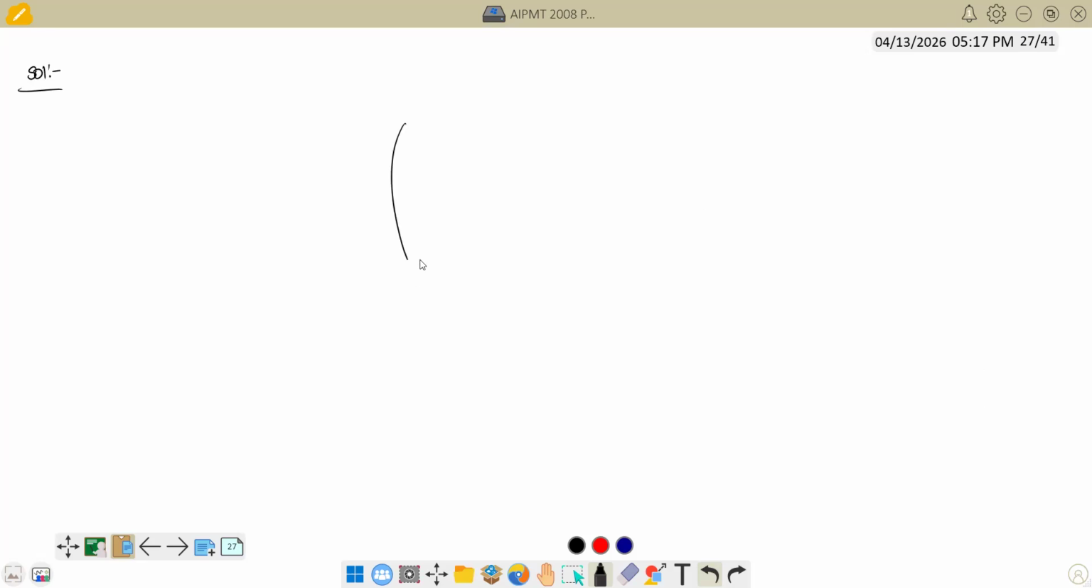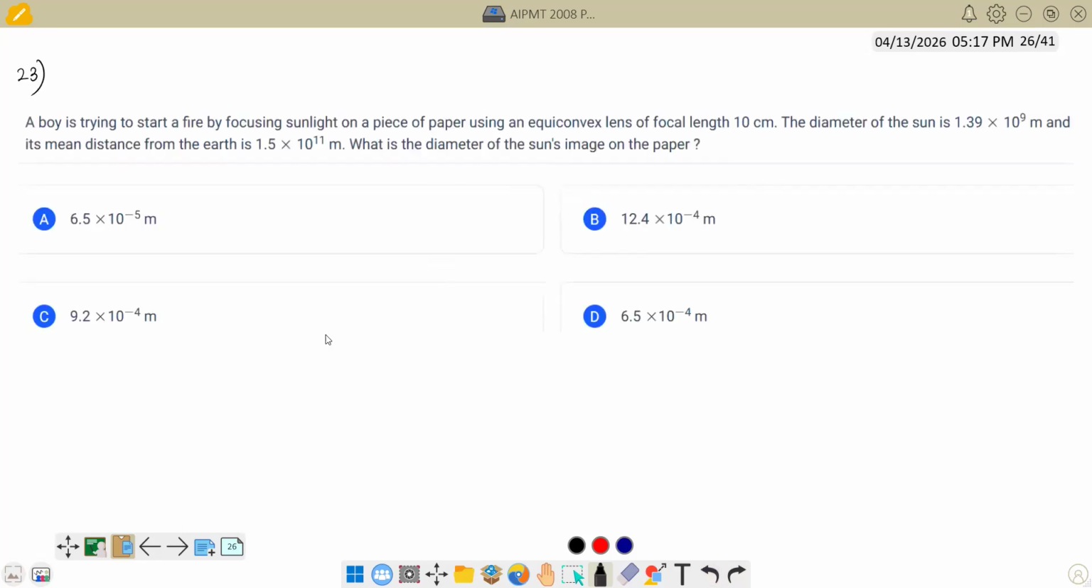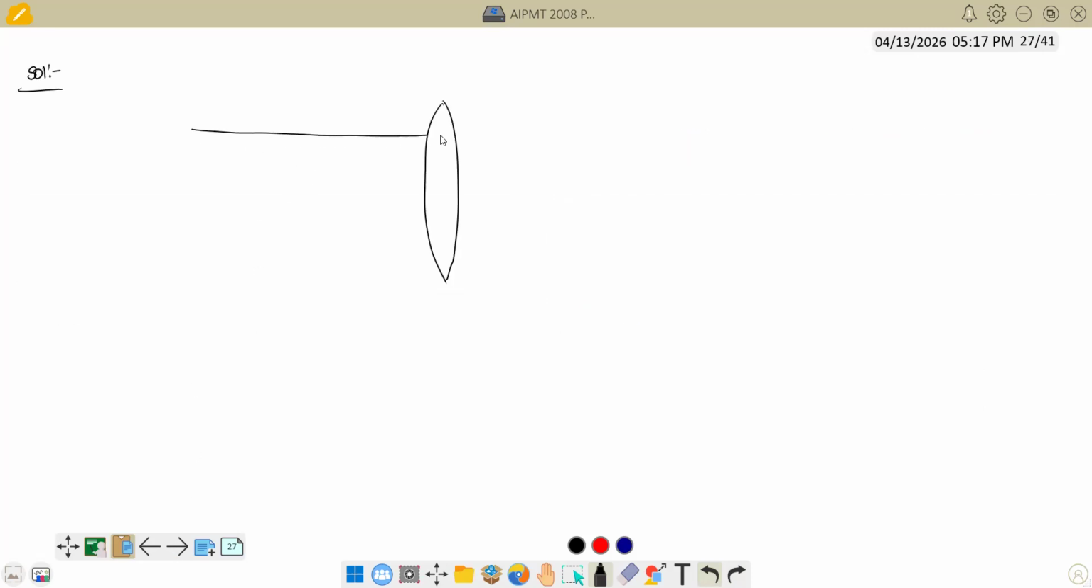See, we are using a convex lens to focus on things. We can see that the sun is very, very far away. Like the sun is at 1.5 into 10 power 11 meters. We can almost think like the object is at infinity only. If the object is at infinity, we know where the image would be formed. The image would be formed at the focus.